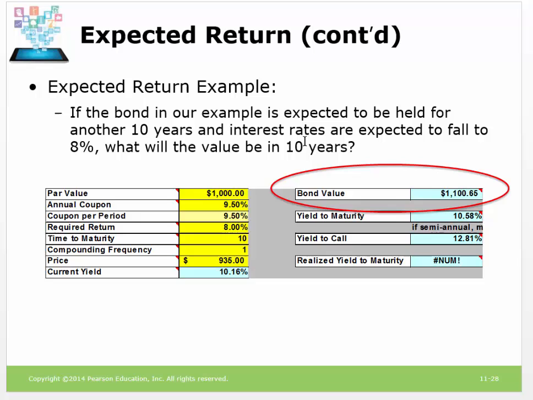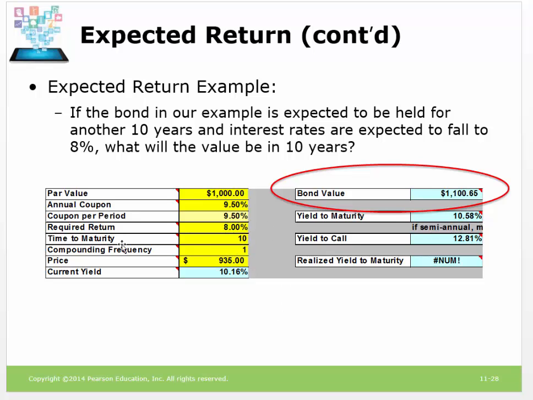So in this example, we're going to hold this bond for 10 years. And at the end of that 10 years, we expect the yield on this bond to fall to 8%. So what will be the value of this bond in 10 years? Well, this now is a two-step question. The first thing we need to do is forecast what will be the selling price in 10 years if interest rates go to 8%.